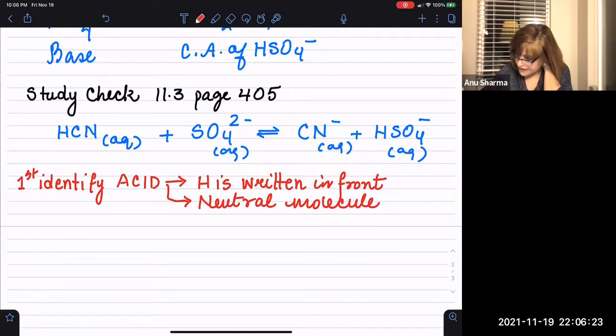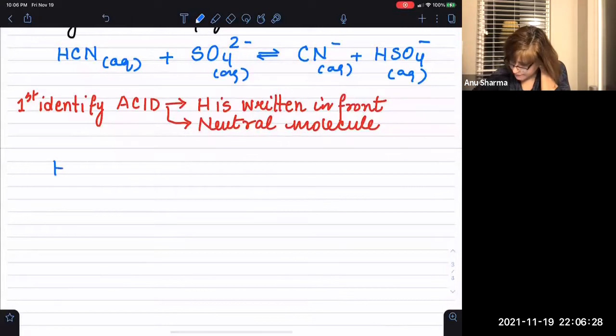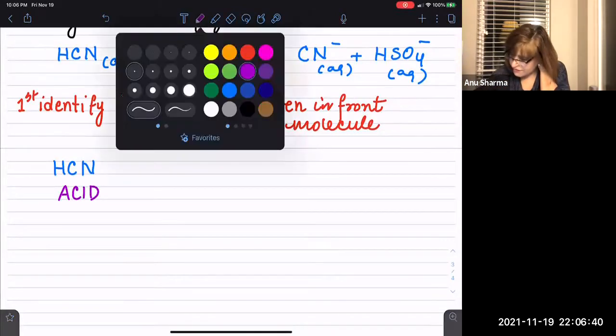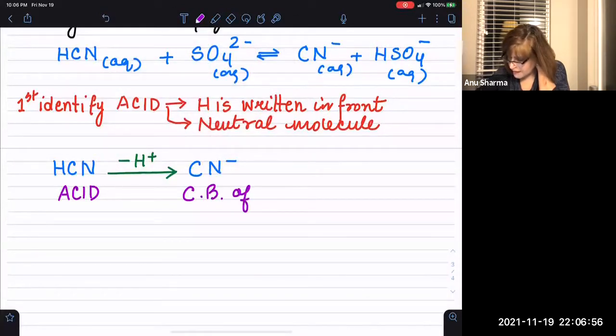So if you look at HCN, here we see that HCN is acting as an acid. So that's what we identify. Remember, every acid will have a conjugate base. So here, this gets rid of 1 hydrogen ion, and what is left now? CN minus. So this is the conjugate base of HCN.